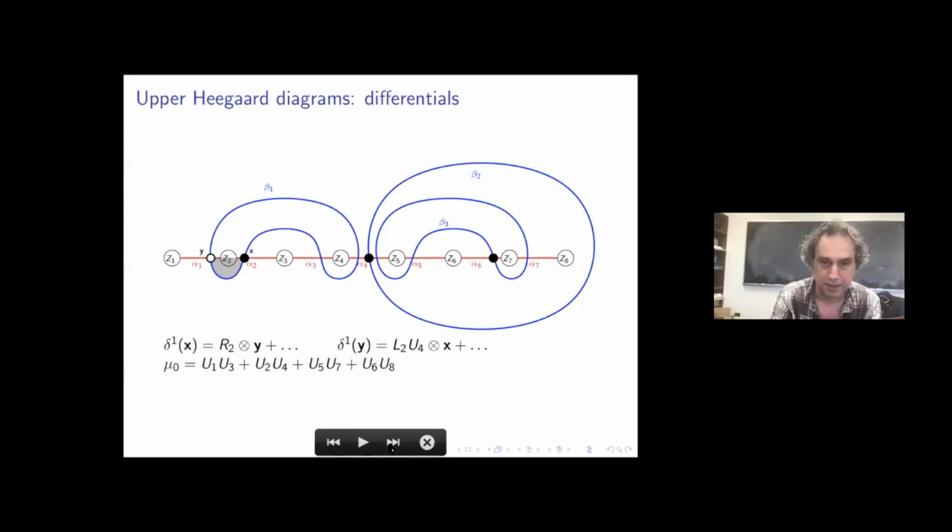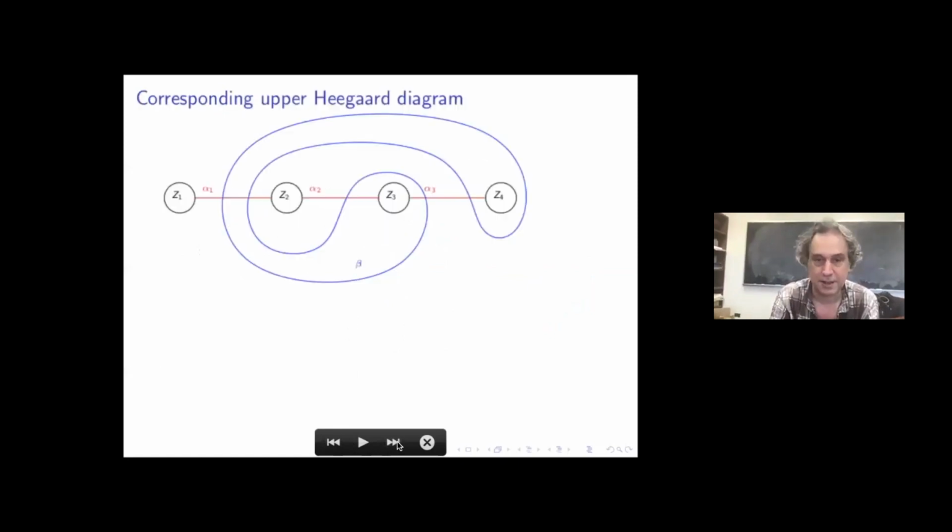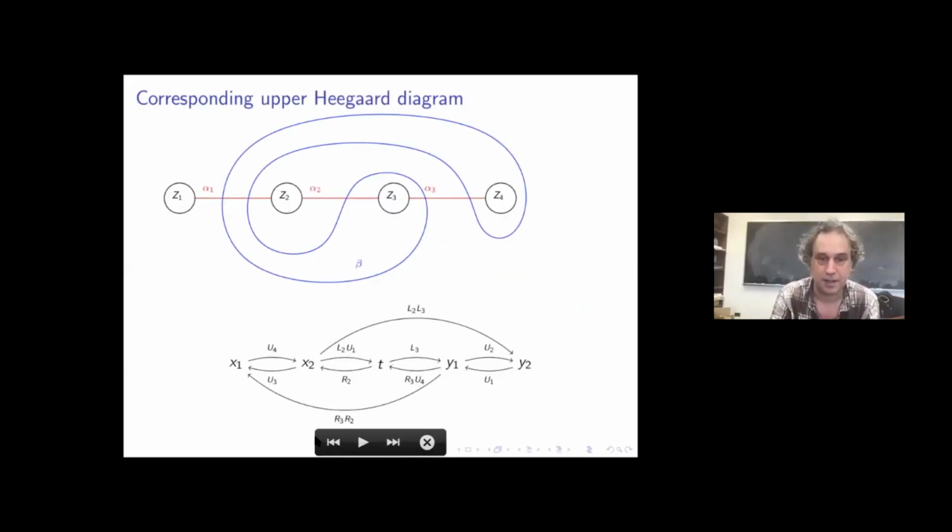And I wanted to give a complete picture of a certain example. So if this is an upper link diagram, here's its corresponding Heegaard diagram. And this is now a computation simply in the first symmetric product. So you can actually just completely see all of the disks involved.